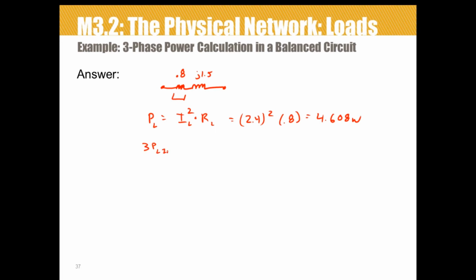There are 3 lines, however, so we need to multiply that number by 3, and that gives us the total real power lost in the transmission lines. Which was, let's see.